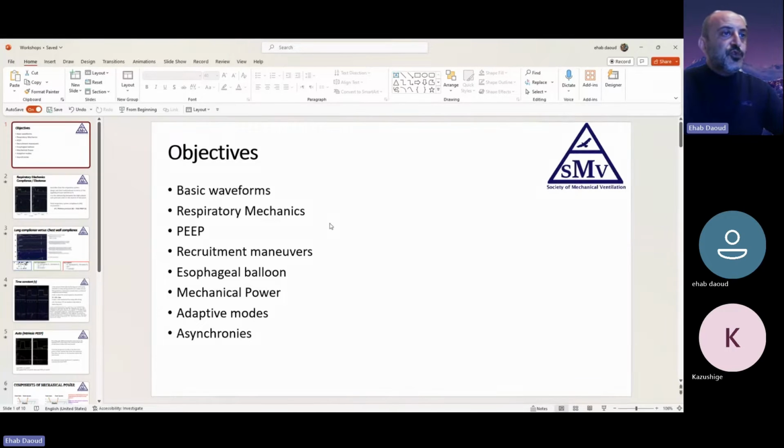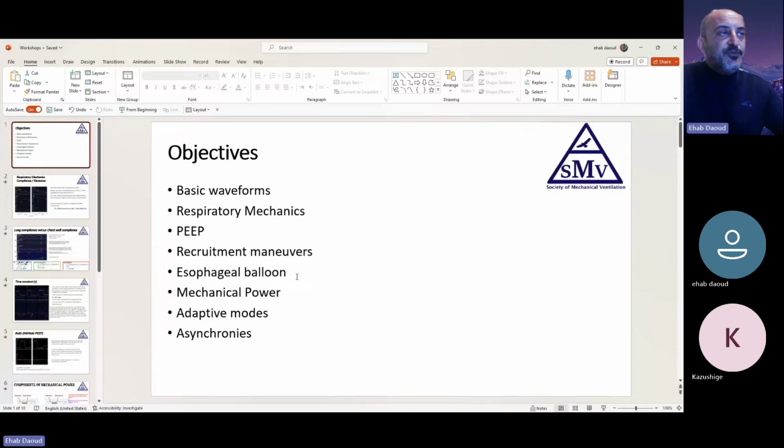We'll also toggle between both simulators because not both of them have the same capabilities, so we might change a little bit. Again, some of those topics are of course overlapping, so we might not talk about the exact same order, especially like PEEP and esophageal balloon and recruitment maneuvers, but we'll try to cover most of them, if not in order.